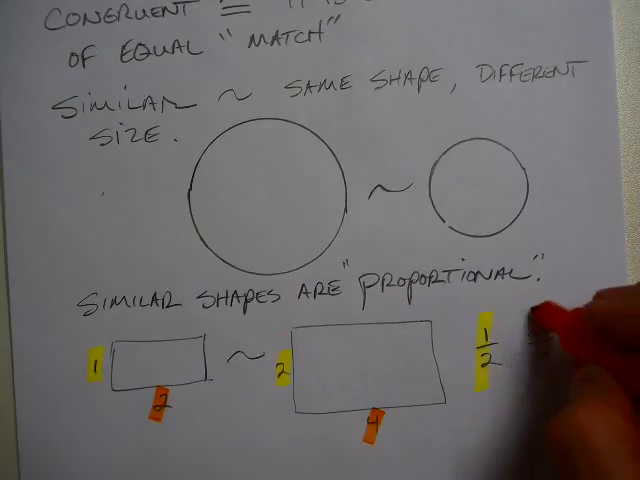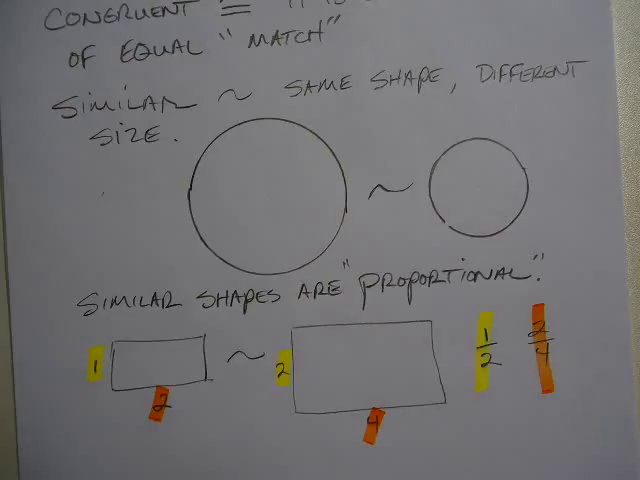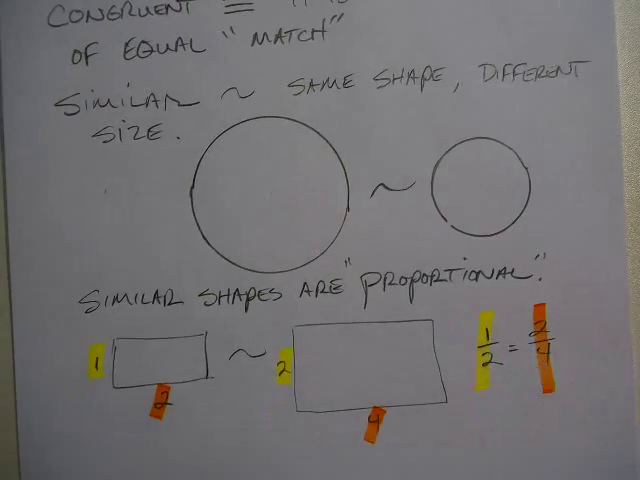what we find is that these two fractions are equal. 1 to 2 is 2 to 4. Or I can even compare it this way. If I make the fraction height to width and compare it to the height to width here, and I find that the fractions are equal, then the shapes are similar.